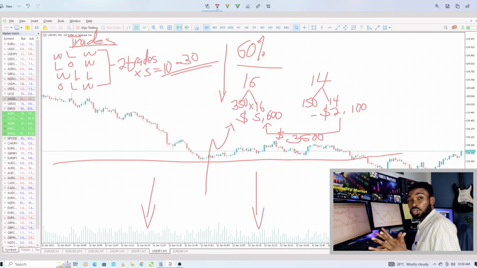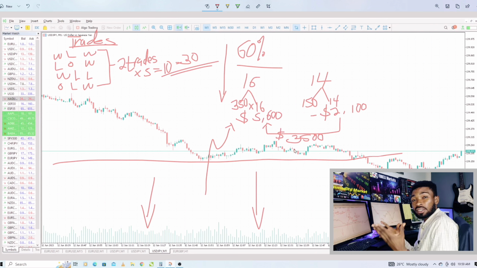So the question is, as a trader, is 3,500 going to be enough for you to live on? Yes, at least if you are a teacher, a nurse, a factory worker, and you're being paid 3,500 from the beginning, then it's very cool, right?